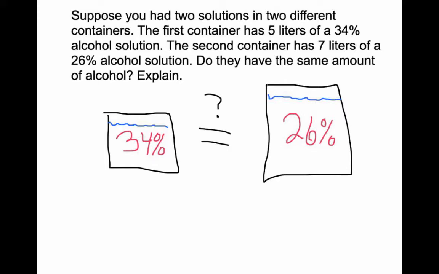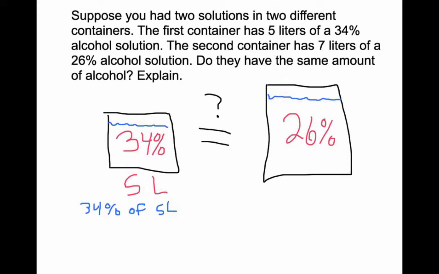If we know we have a 34% solution, and that solution is 5 liters, and I wanted to know the alcohol content of this solution here on the left, I would take 34% of 5 liters. And doing so would give me the alcohol content. In this case, we're talking about alcohol, but we could be talking about acid, or a whole bunch of different solutions that are mixed into a particular liquid, whether it be water or another type of solution.